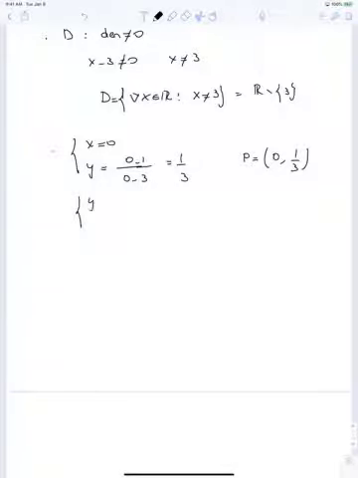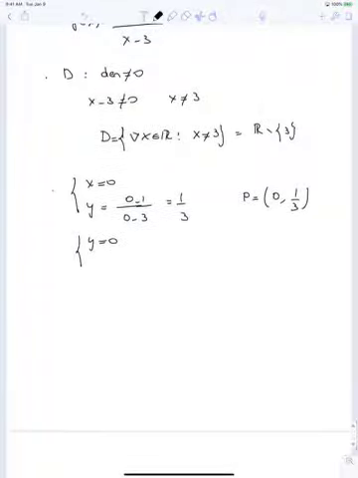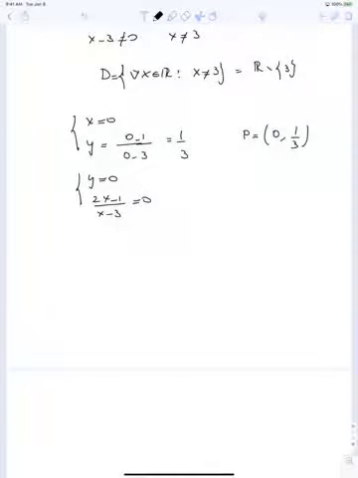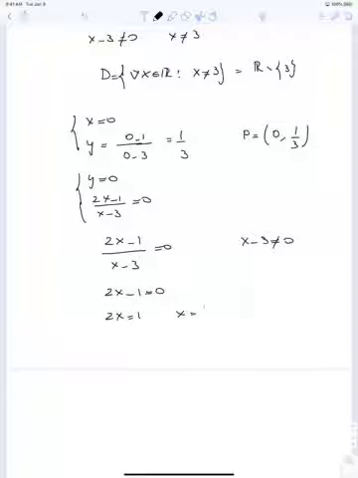Now we're going to impose y equal 0, which means that 2x minus 1 divided by x minus 3 is equal to 0. Now x minus 3 cannot be equal to 0 by definition because it's the denominator, otherwise f of x is not defined. So what we have to study is simply 2x minus 1 equals 0, which means 2x equal 1, which means x equal 1 divided by 2. So the other point, I'm going to call it q, is equal to 1 divided by 2, 0.